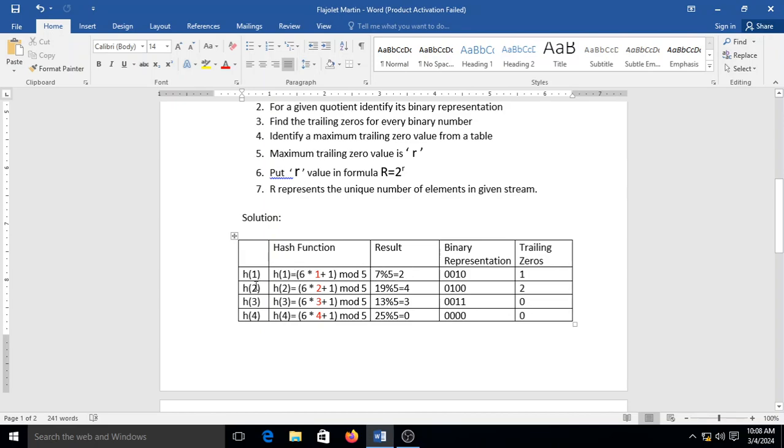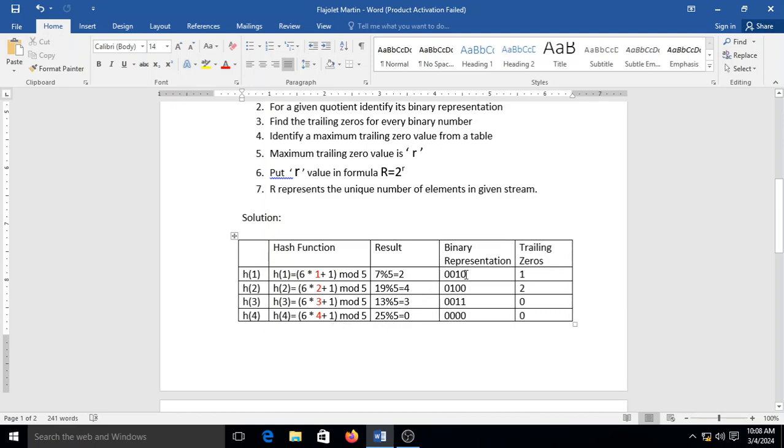Similarly, h(2) is 13 mod 5, which gives 3. h(3) is 6 into 3 plus 1, which is 19 mod 5, giving 4. For h(4), 6 into 4 plus 1 is 25 mod 5, which equals 0. Mod gives me the remainder, so the results are 2, 3, 4, 0. For 2, the binary representation is 0010, for 4 it is 0100, for 3 it is 0011, and for 0 it is 0000.